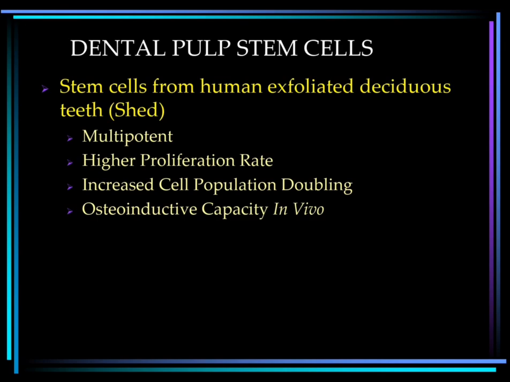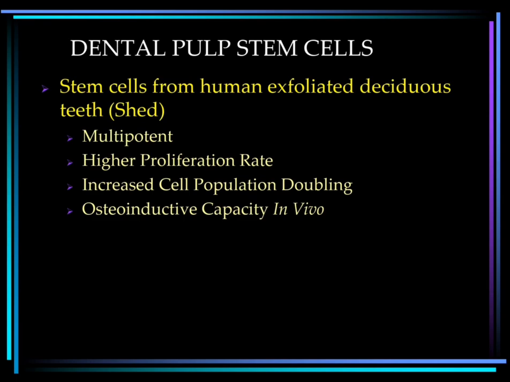Now, what is this multipotent property? What are we talking about being multipotent? They are multipotent mesenchymal cells. They possess distinct properties when compared to other mesenchymal stem cells. So, we are talking about higher proliferation rate. What is this higher proliferation rate? They have been shown to have a higher proliferative rate when compared to the bone marrow.